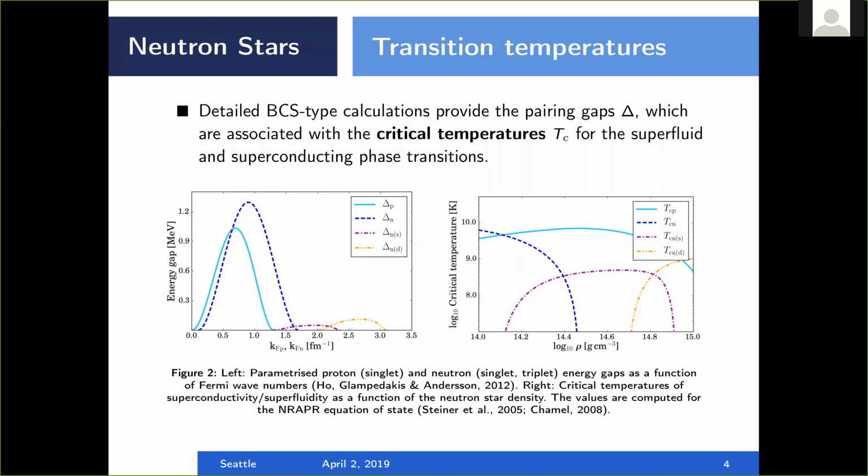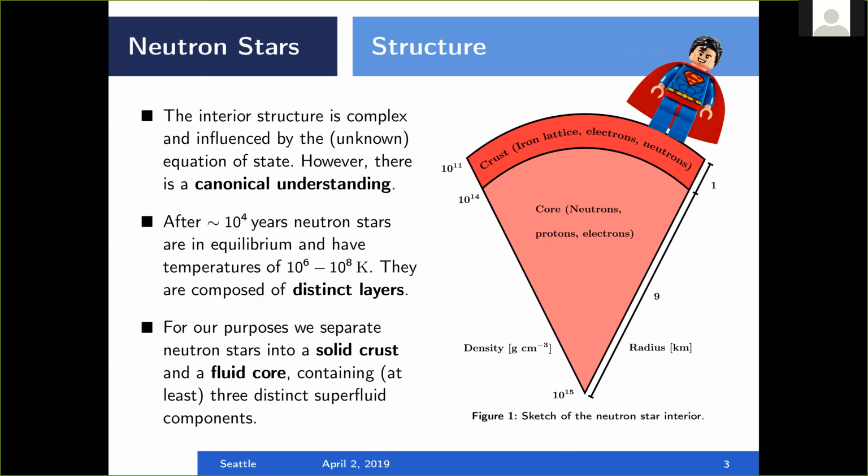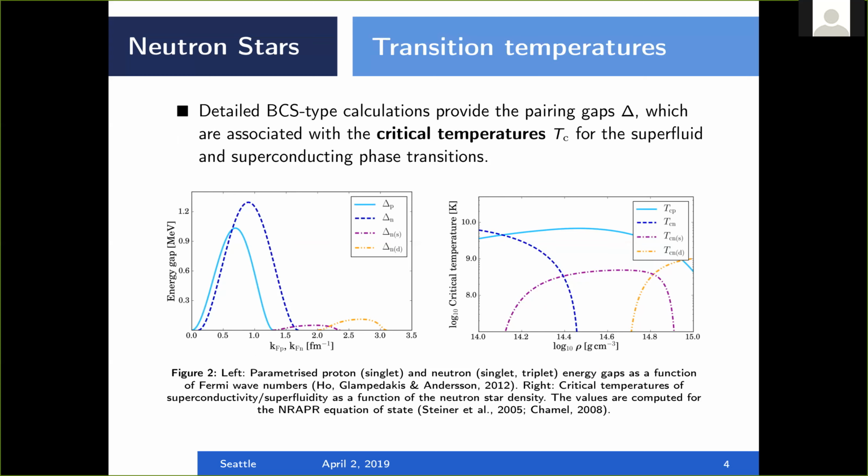So if you have an equation of state for this system, you can translate those gaps into the critical transition temperatures of the star, and you can plot them as a function of density. So if you go back to that plot here, we go here at 10 to the 14 and we go to 10 to the 15. So I just plotted these curves within the core essentially.